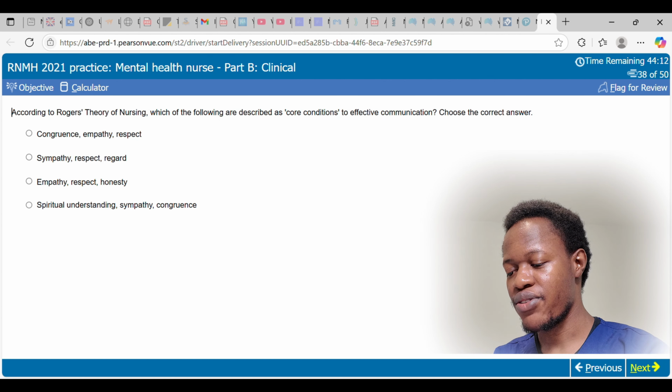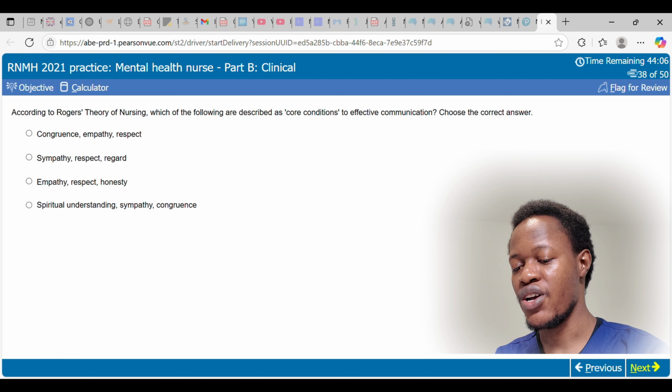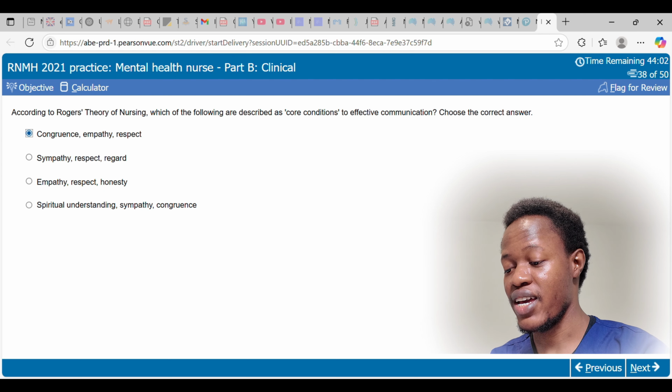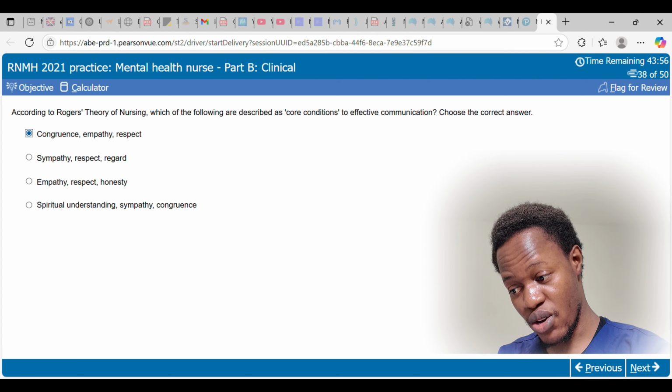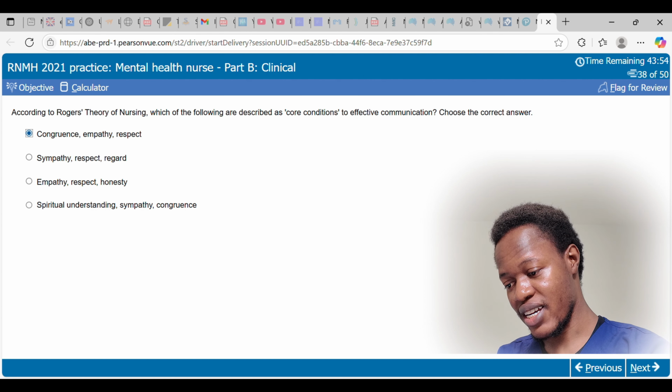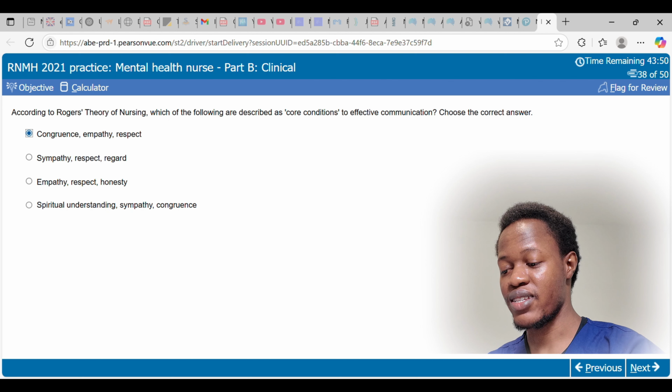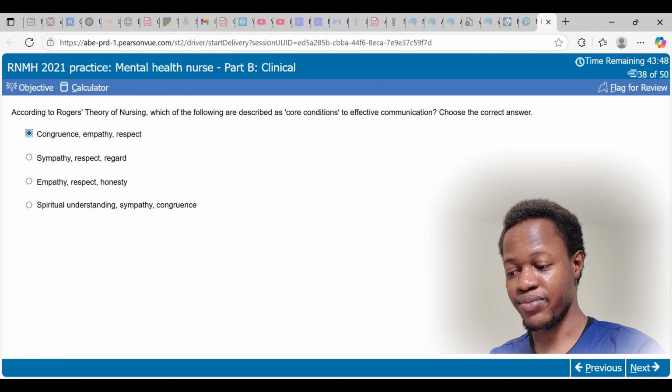According to Rogers' theory of nursing, which of the following are described as core conditions to effective communication? Choose the correct answer. A, congruence, empathy, and respect. B says sympathy, respect, and regard. No. C says empathy, respect, honesty. No. D says spiritual understanding, sympathy, congruence. No. So our best answer is congruence, empathy, and respect.